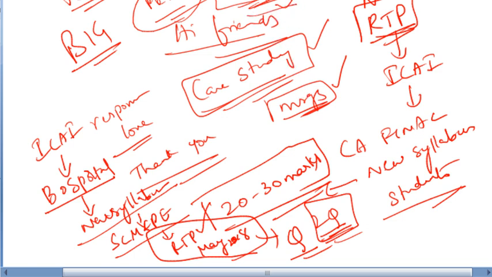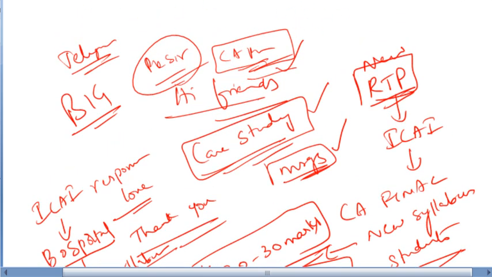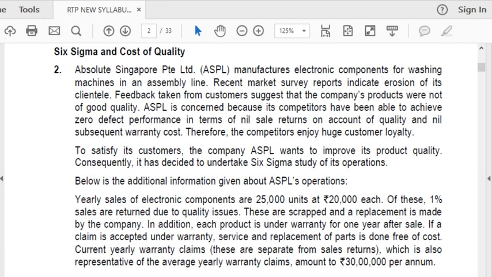Okay, guys. Right. So now, without wasting any time, let's go with the case study. Right now, chalo, let's start with the case study. Here it goes. So have a look at the case study, guys. Right. This is the second case study.